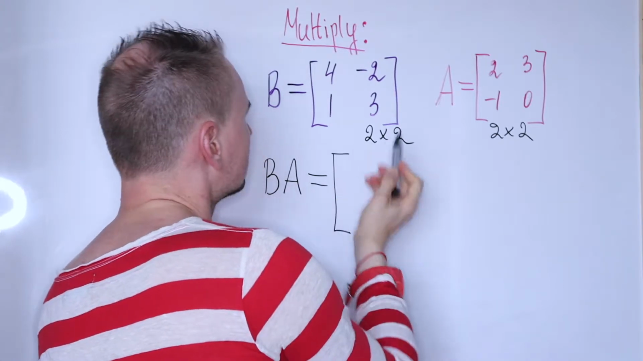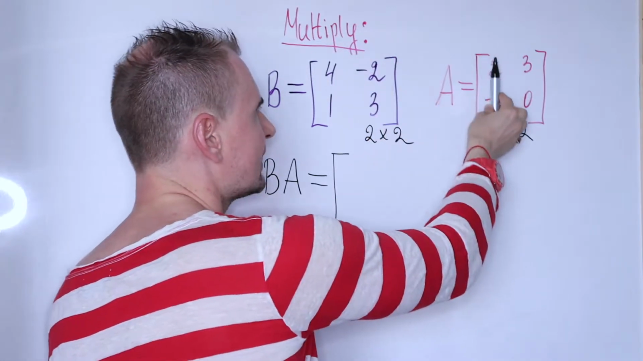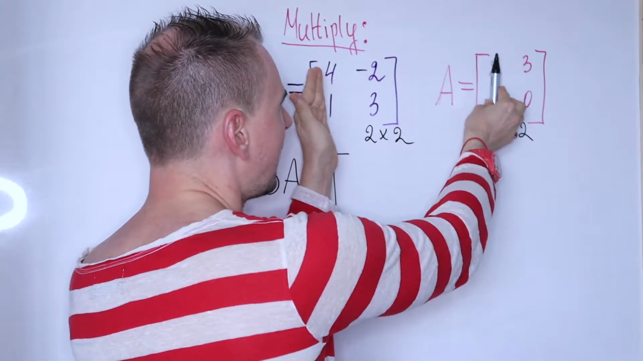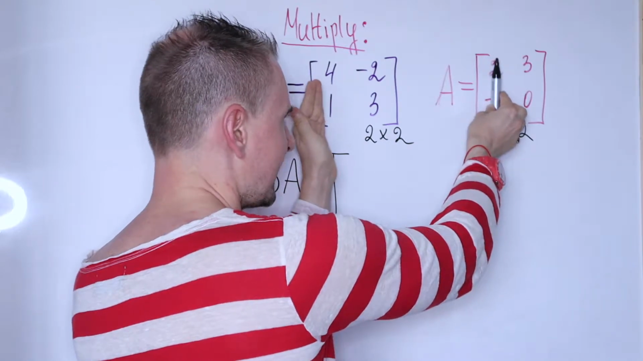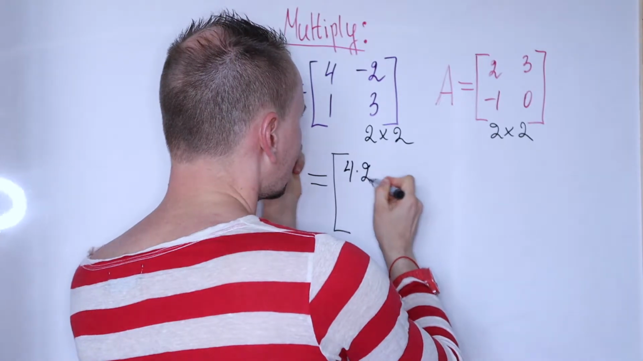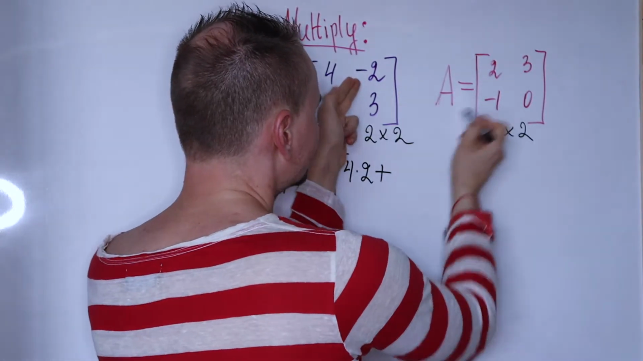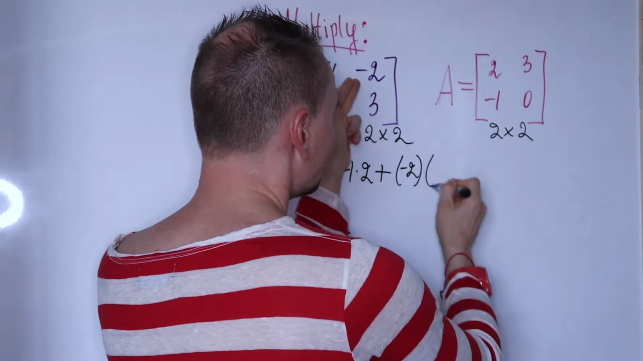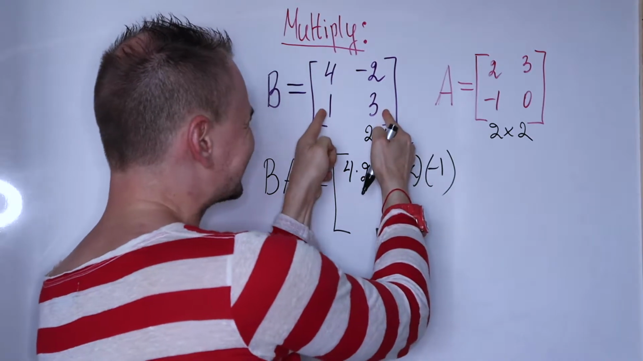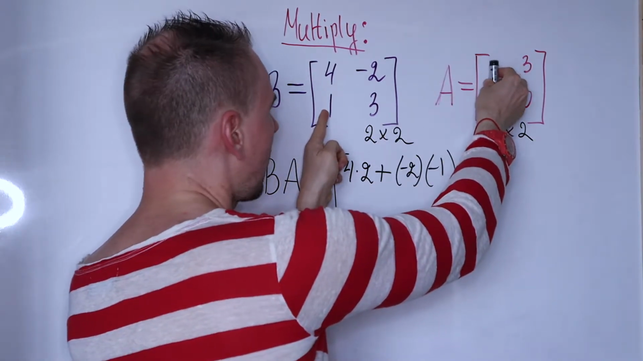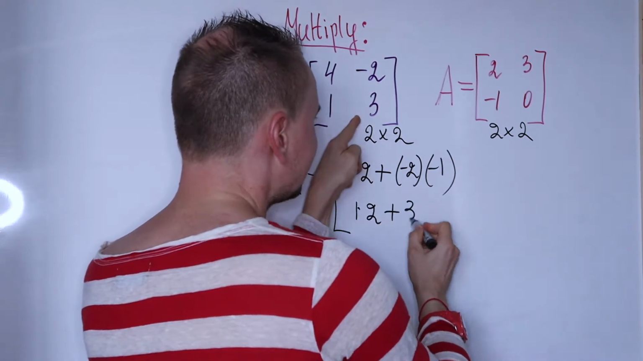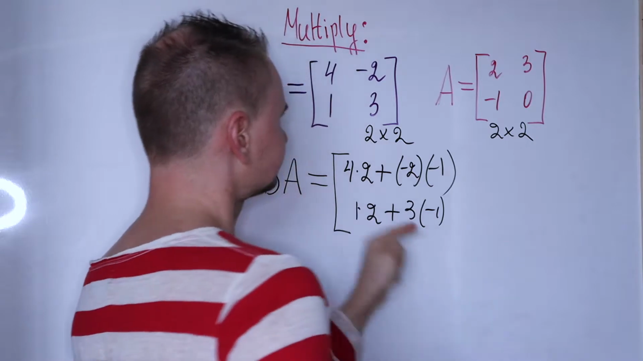So the same rule, keep in mind, row by column. We're going to take the first row and multiply by the first column in the second matrix. So 4 times 2 plus minus 2 times minus 1. This is your first element. Moving on, the second row, the first column. So 1 times 2 plus 3 times minus 1.